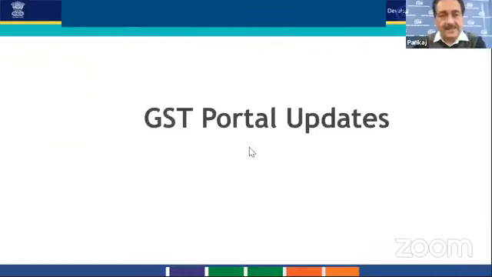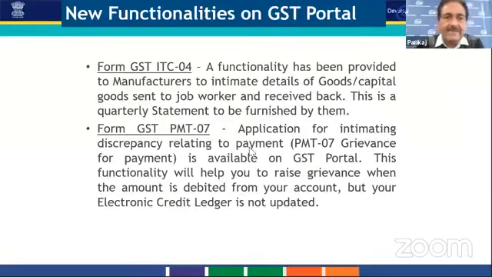So now I will dwell upon the GST portal updates. Recently, a form GST ITC 4 has been provided to manufacturers to intimate details of goods and capital goods sent to a job worker and received back. It is a quarterly statement to be furnished by them.